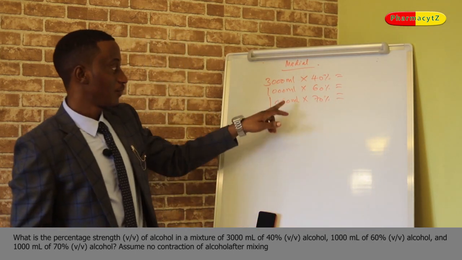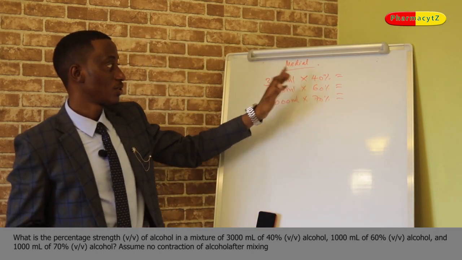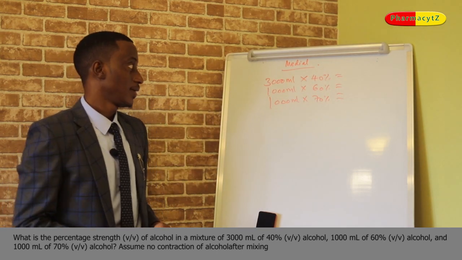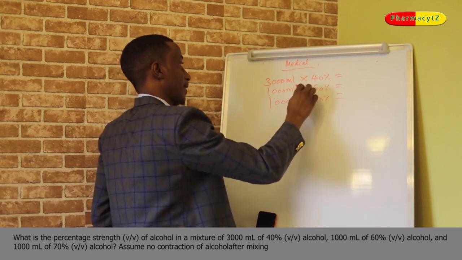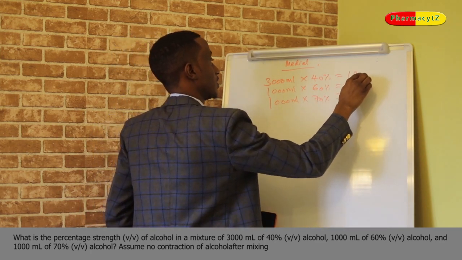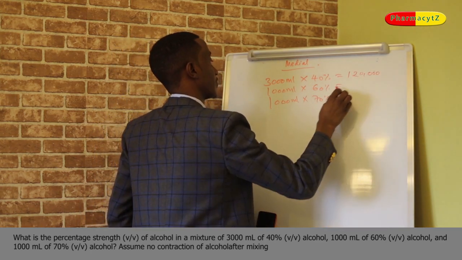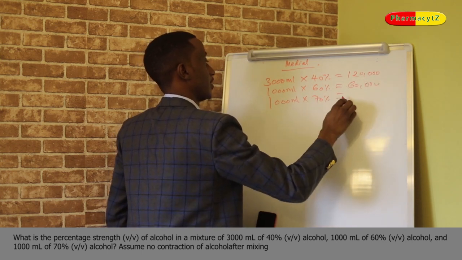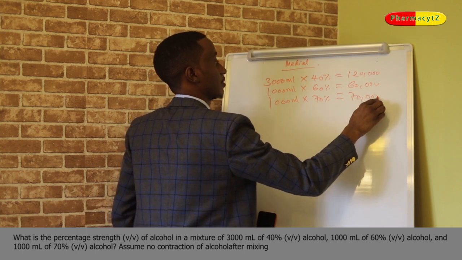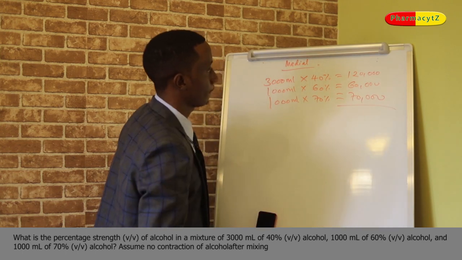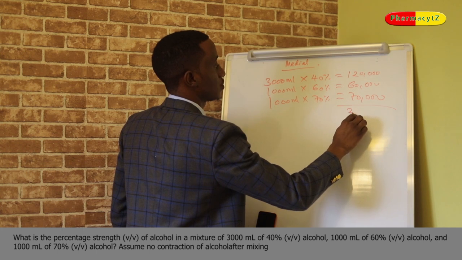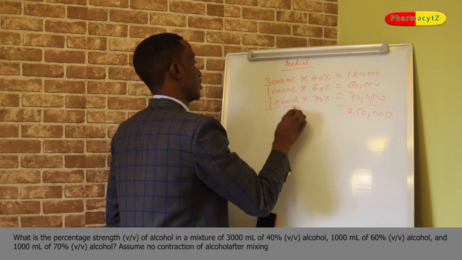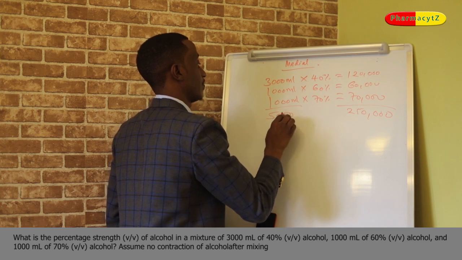As I said before, if you have the known quantity and concentration of each component, then you are going to use alligation medial. So if we multiply, this is 120,000 and this is 60,000 and this is 70,000. So this is 250,000 and this is 5,000.